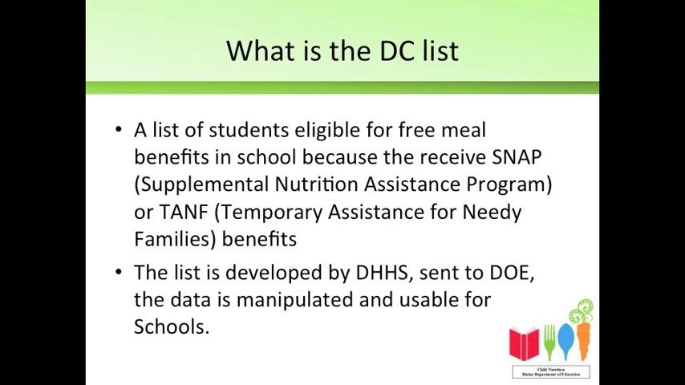The DC list is developed by the Department of Health and Human Services, sent to the Department of Education. The data is manipulated and made usable for schools. Department of Education adds the student ID, which is then matched to enrollment data to develop a school district DC list.